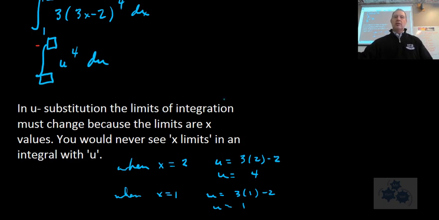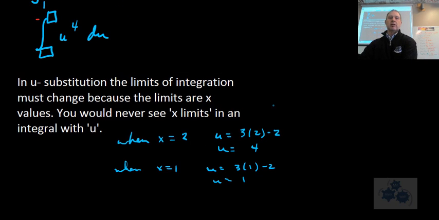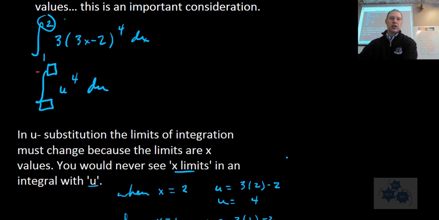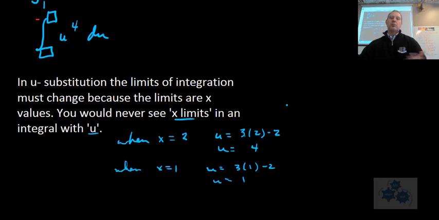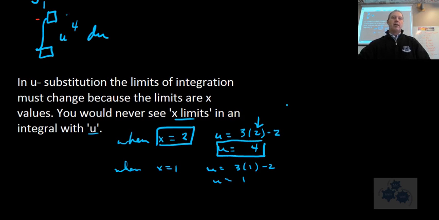In u-substitution, the limits of integration must change because the limits are x values. So you would never see x limits of integration in an integral with u. So look at this. When x equals 2, and that was the upper limit of integration here, what is u? Well, u is 3x minus 2. So we simply substitute. When x is 2, u is actually 4. So guess what? The 4 goes in here as our upper limit. When x is 1, u is 1. And so 1 goes here.